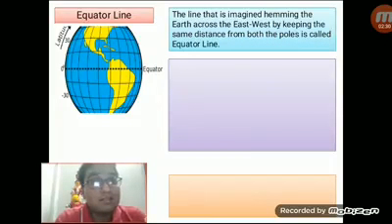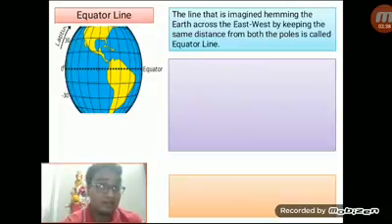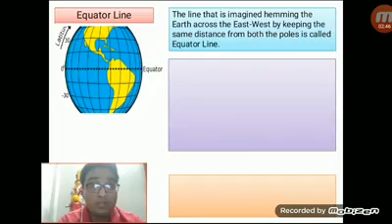The line that is imagined across the earth from east to west, keeping the same distance from both the poles, is called the equator line, and I have taken this definition from your textbook. You can write this definition in your answer script. Then I am going to describe the ins and outs of the equator line.